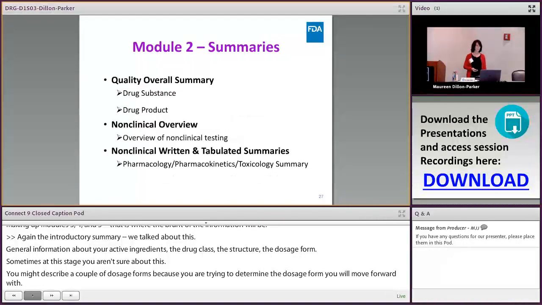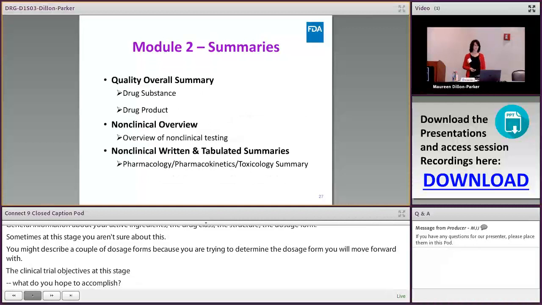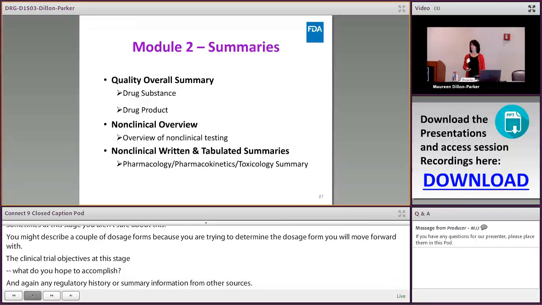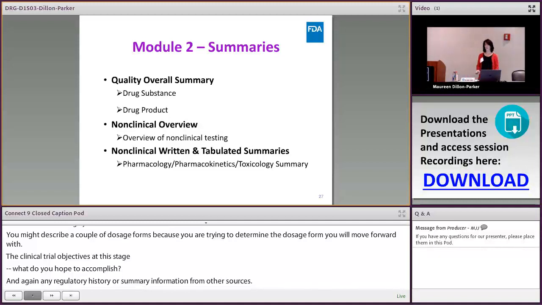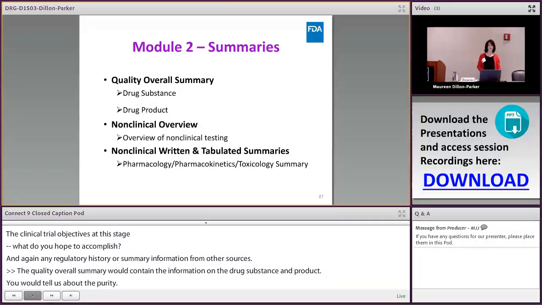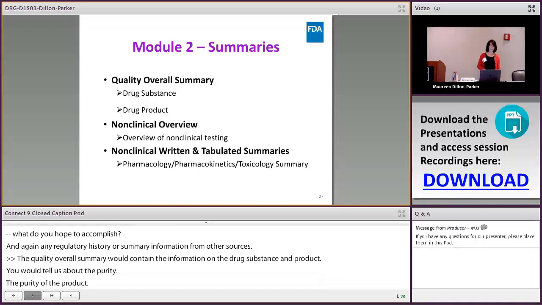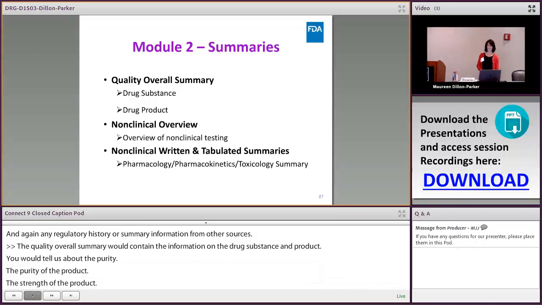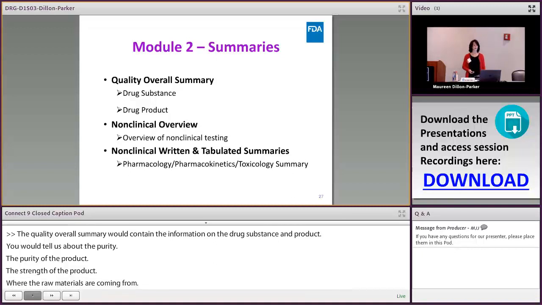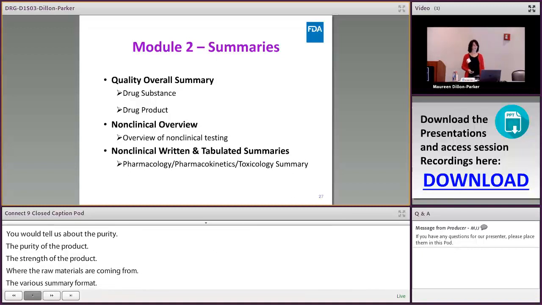Go here. Quality overall summary would contain your information on your drug substance and your drug product. You'll tell us about the purity, how the purity of the product is being accounted for, what the strength of the product is, where your raw materials are coming from in a very summary format. Same with the non-clinical information. You're going to be providing us with the general testing that you've conducted, and you'll elaborate more on that when you get into your Module 4. Non-clinical written and tabulated summaries would also be here.